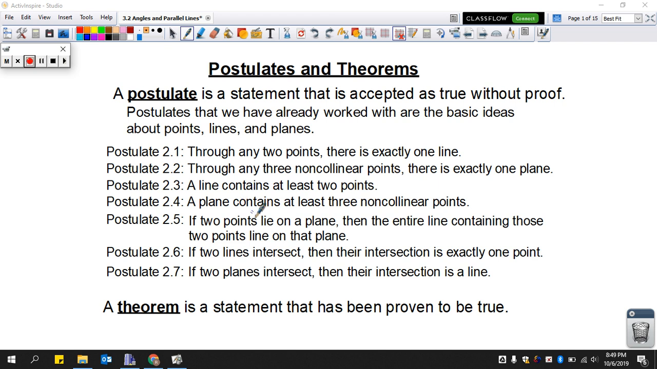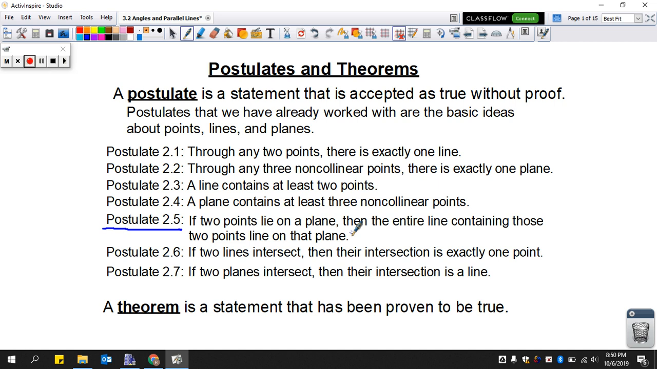Postulates 2.3 and 2.4 are basically the inverse of 2.1 and 2.2. Postulate 2.3 says that a line contains at least 2 points, and 2.4 says a plane contains at least 3 non-collinear points. 2.5 is one that we haven't really talked about, but it says if 2 points lie on a plane, then the entire line containing those 2 points lies on that same plane. Right? That's pretty much common sense.